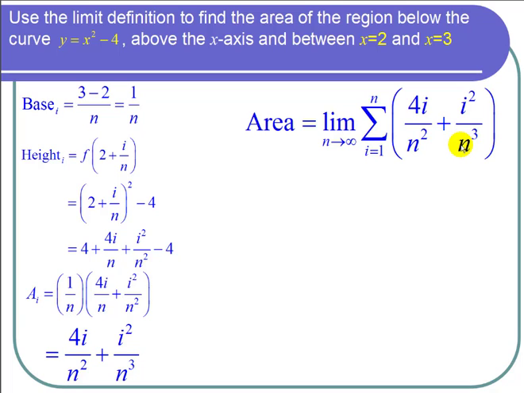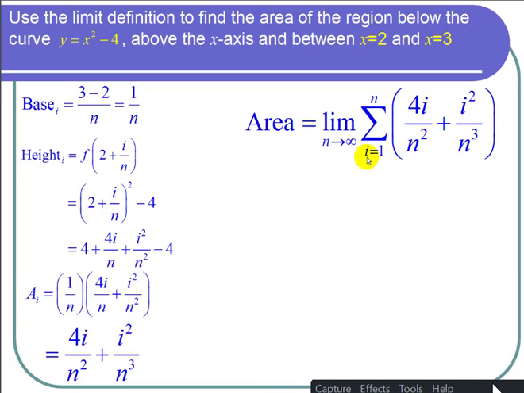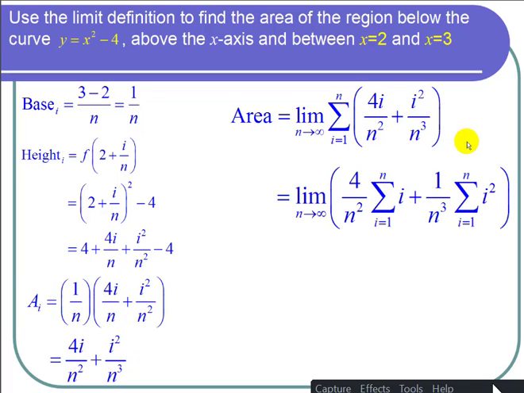So now let's manipulate this summation sign. We could write it as the sum of the first plus the sum of the second, and we could also pull out the constants. In the sigma, i is the variable, and 4 over n squared and 1 over n cubed are both constants. So I can rewrite this as the limit as n goes to infinity. I pulled out the 4 over n squared, and I'm left with the summation of i. I pulled out the 1 over n cubed, and I'm left with the summation of i squared.